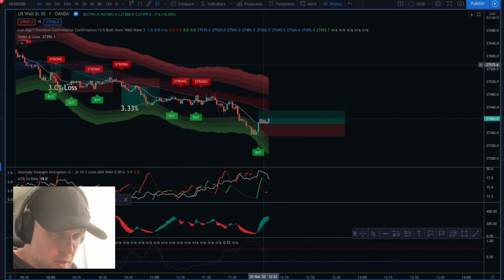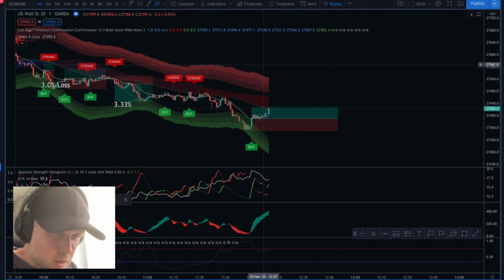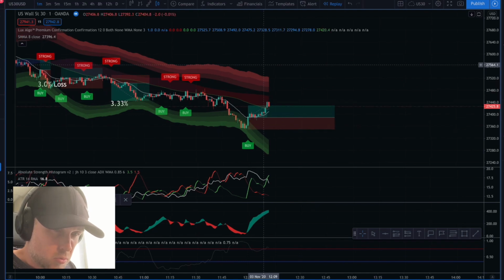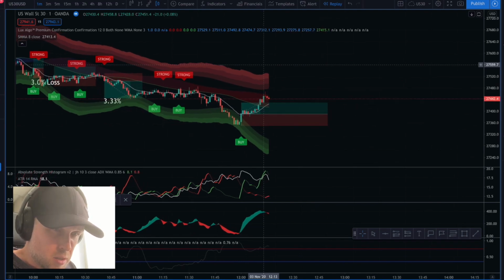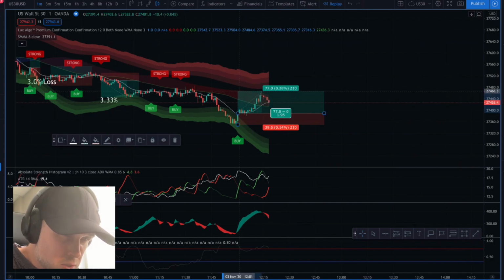A little bit of drawdown there, but we pick right back up again. And now we're crossing above that line. That's a good continue. Yeah, we can see that's a great position to be in. Price continues to go up. We might have stopped out here. Let's just go see.